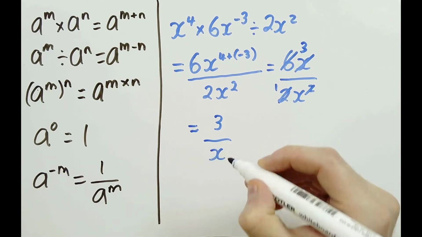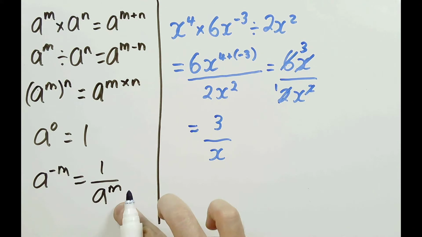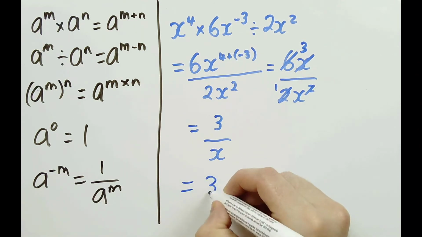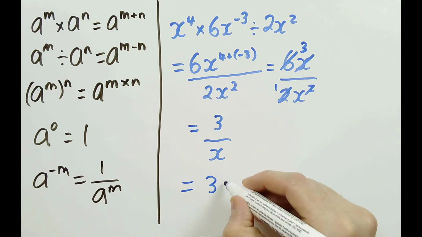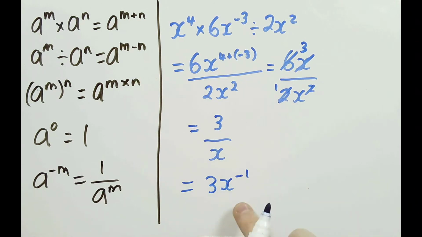So that's our answer, or using the fifth index law, we can also represent this as 3x to the negative 1. So either way is fine once again.